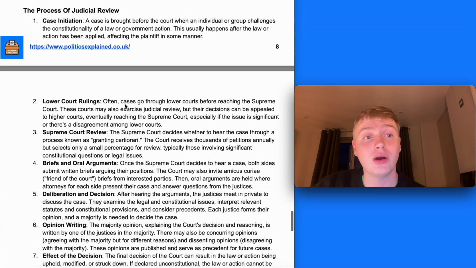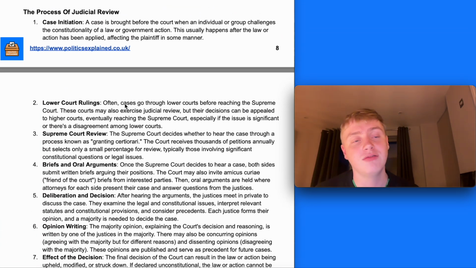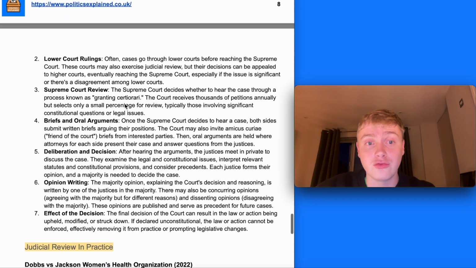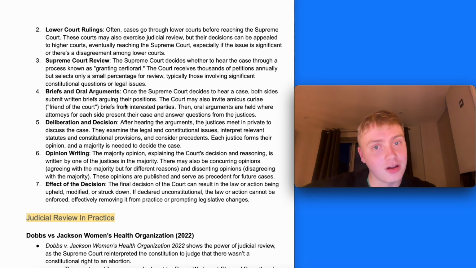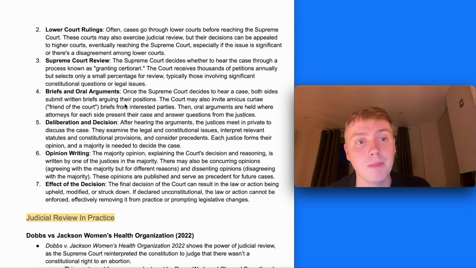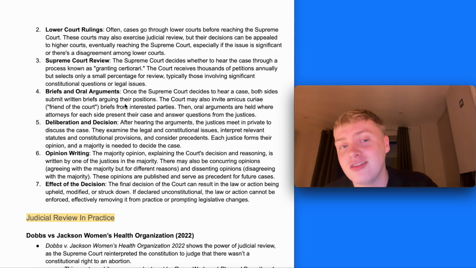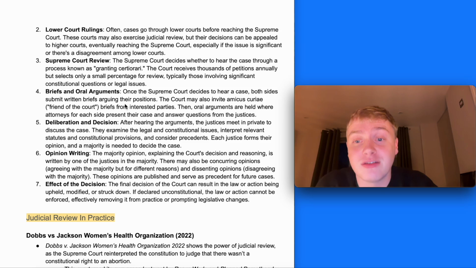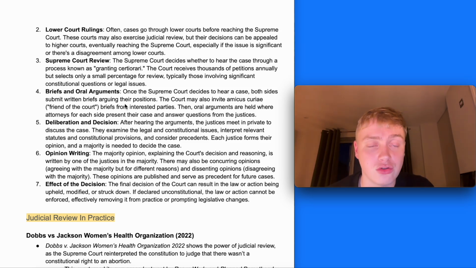And if we quickly look now at the process of judicial review, the first stage is case initiation. So a case is brought before the court when an individual or group challenges the constitutionality of a law or government action. This usually happens after the law enacted has been applied, affecting the plaintiff in some manner. Then the case often goes through lower courts before eventually being appealed and appealed again before it reaches the Supreme Court. So these lower courts may also exercise judicial review, but their decisions can be appealed, and ultimately it's the Supreme Court that makes the final decision on whether something is constitutional or not.